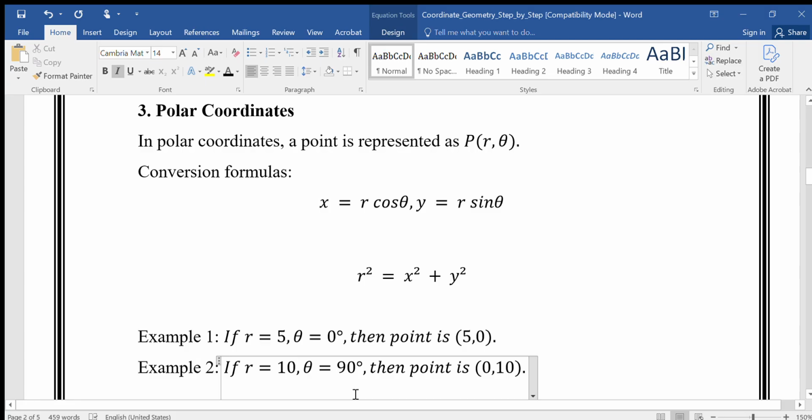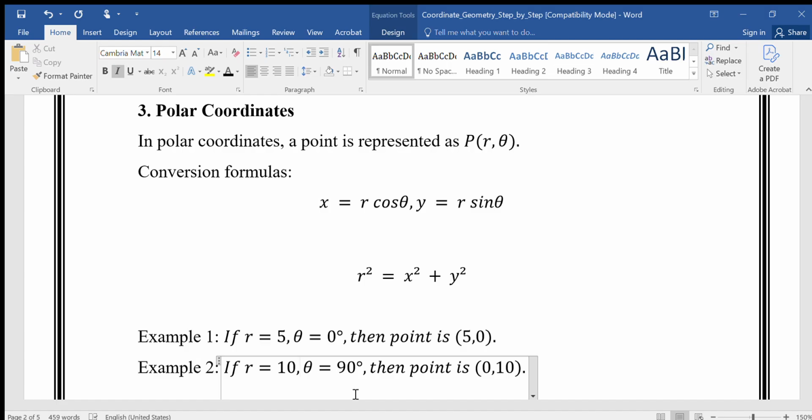In polar coordinate, the point is represented as P(r, theta). x is equal to r cos theta, y is equal to r sin theta. What is r? r is equal to under root x squared plus y squared. r squared is equal to x squared plus y squared.